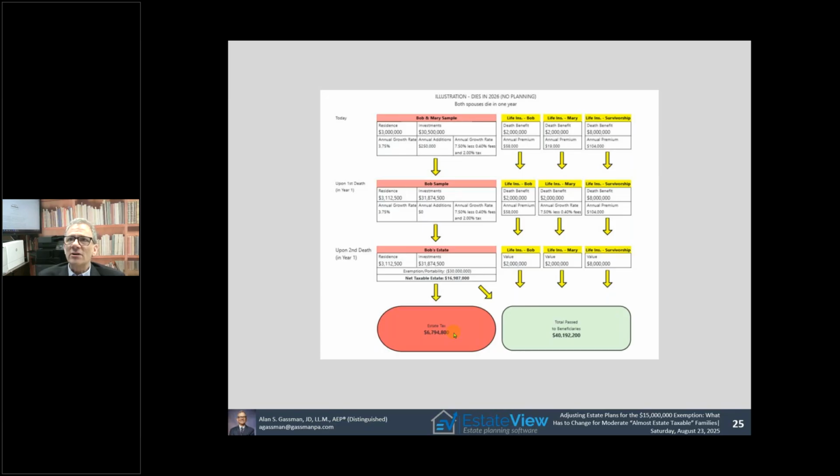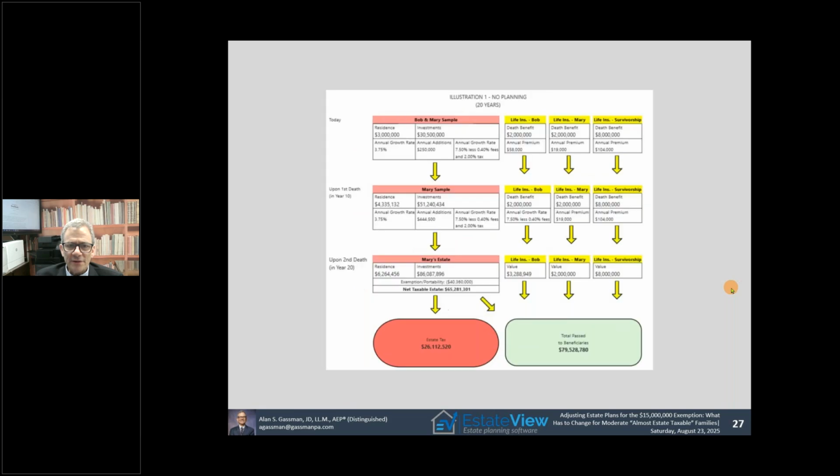And that doesn't sound like a bad estate plan to them if the charity gets the equivalent of about $5 or $6 million. But on the other hand, if their assets grow at about 7.5% minus 0.4% in management fees and costs, and 2% per year of income tax, in 10 years, they'll be worth $55 million, plus they'll still have that life insurance that they bought. And in 20 years, 86 million, estate tax 26 million, total passing to beneficiaries 80 million.